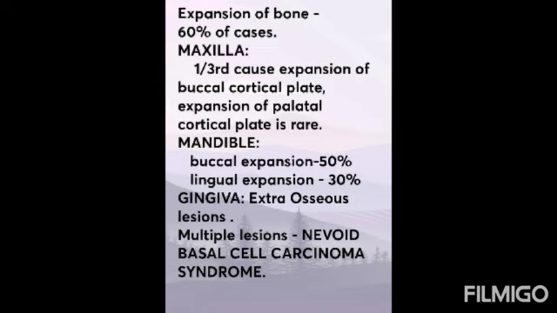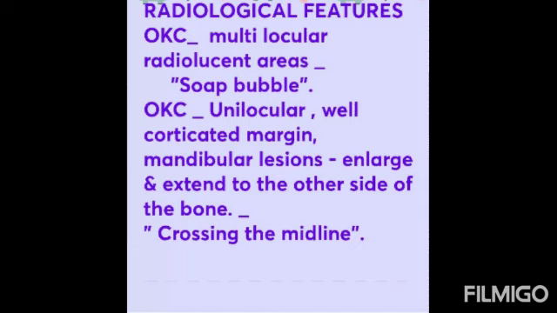In the gingiva, there are extra osseous lesions present, and multiple lesions are also present. It is called nevoid basal cell carcinoma syndrome. So multiple lesions of OKC are called nevoid basal cell carcinoma syndrome. So here in the maxilla, the expansion occurs in the buccal cortical plate, and in the mandible, buccal expansion also occurs most commonly compared to lingual expansion. In the gingiva, it produces an extra osseous type. If OKC presents as multiple lesions, then it is called nevoid basal cell carcinoma syndrome.